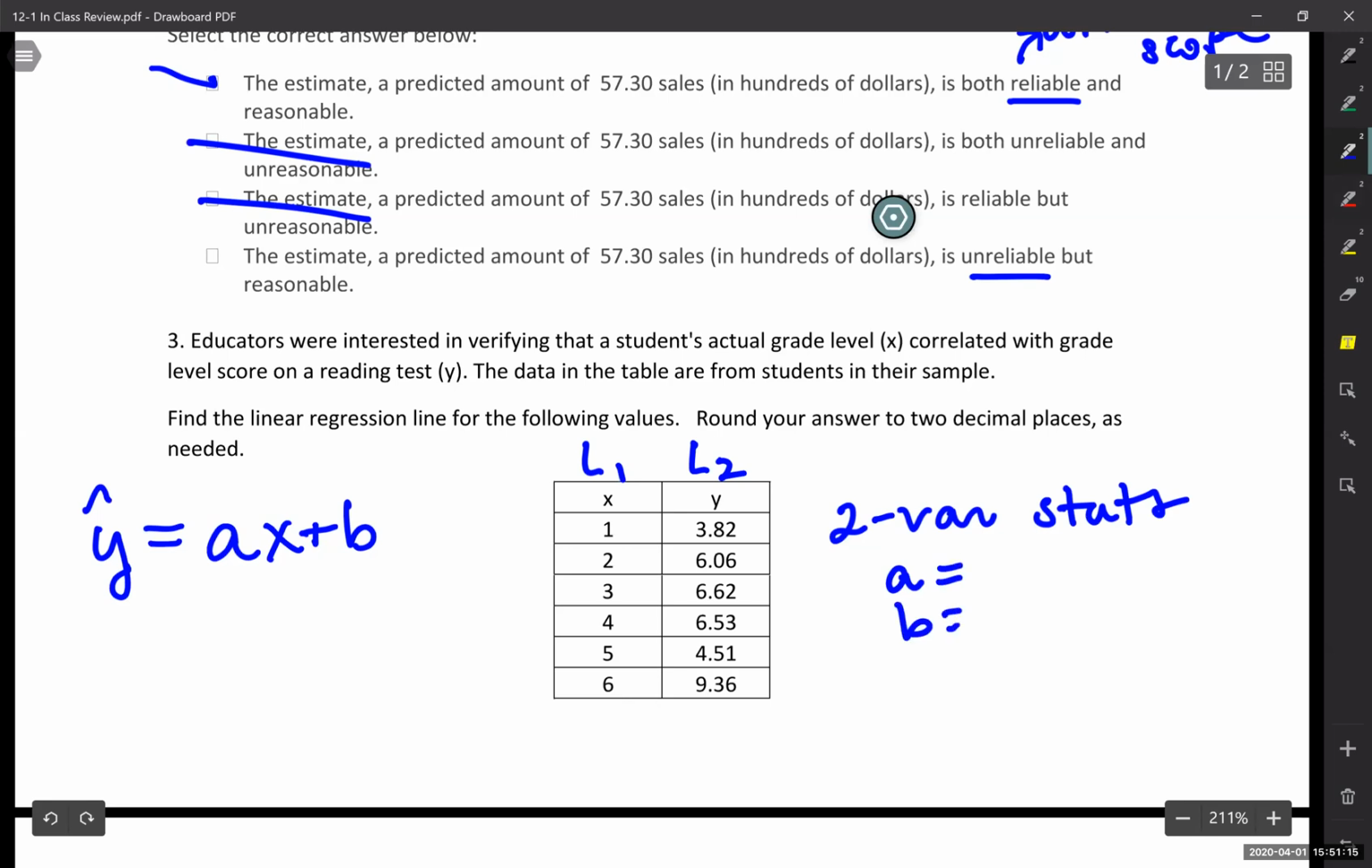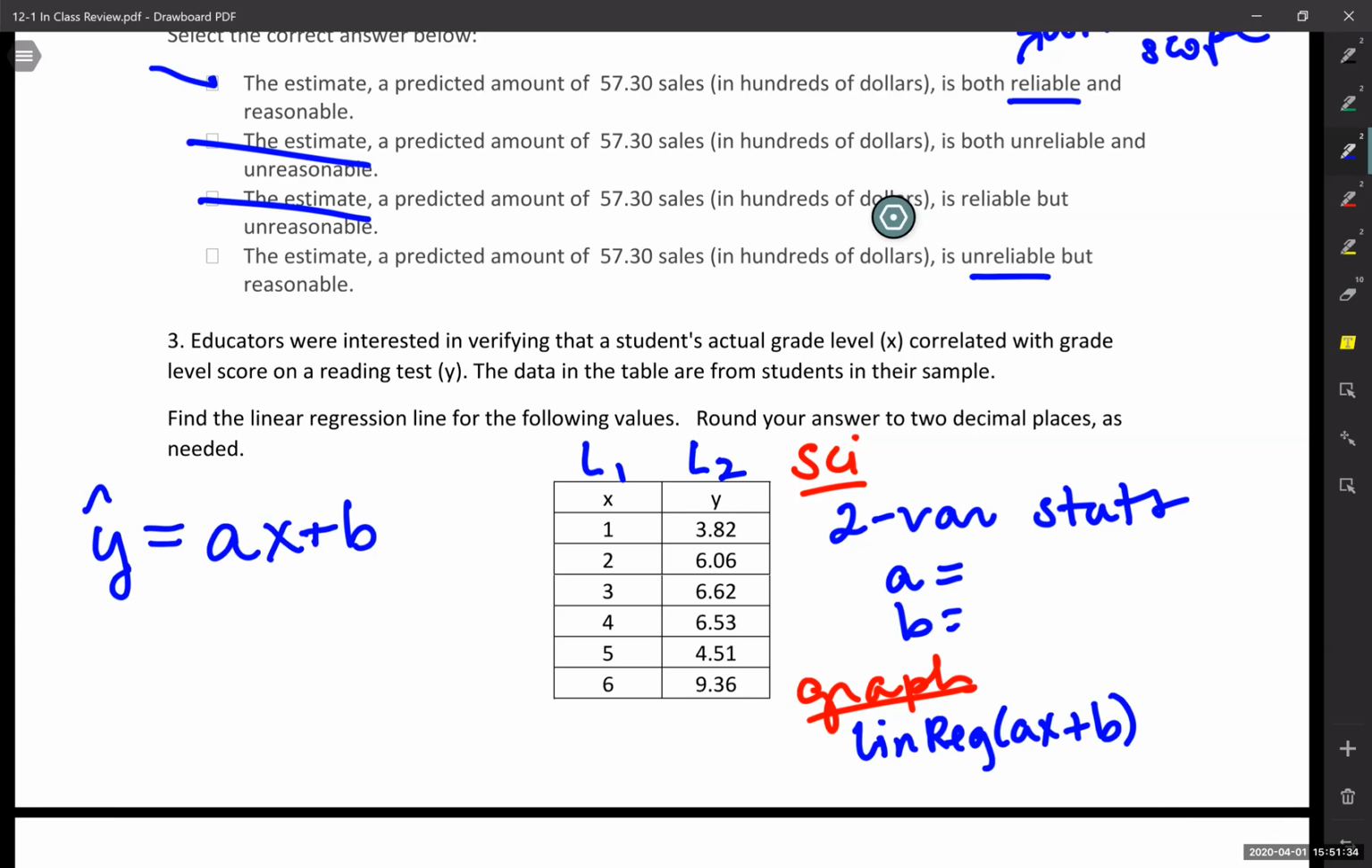So this one would be scientific. And then for the graphing calculators, you're going to look for the linear regression ax plus b button. And that's under the calculate menu. And then you'll also look for A and B on that.